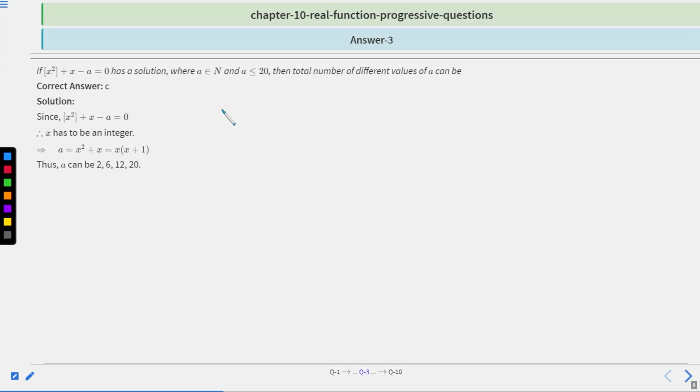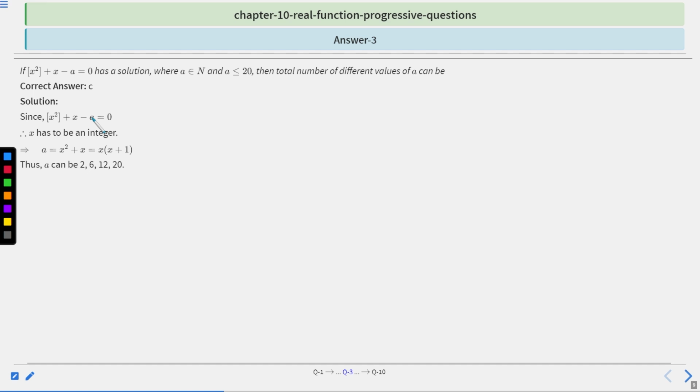Okay, let's move to the solution part. The greatest integer function of (x square plus x) minus a is equal to 0, so a equals the greatest integer function of x square plus x. a is a natural number and less than or equal to 20. So this is an integer, right? Therefore, x has to be an integer. Clear? x is basically an integer.